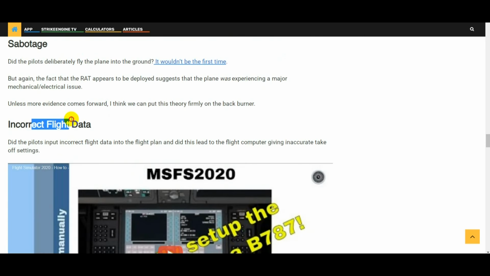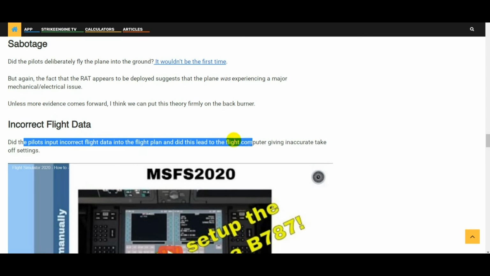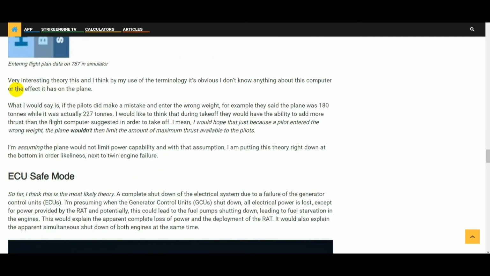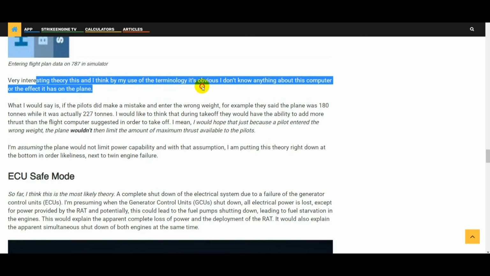Incorrect flight data. Did the pilots input incorrect flight data into the flight plan, and did this lead to the flight computer giving inaccurate takeoff settings? So here is a video just showing how pilots enter the flight details into the flight computer. It's a very interesting theory, I think, this, and I think from my use of terminology, it's obvious that I don't know anything about the computers or what effect it has on this plane or any aeroplane in general.